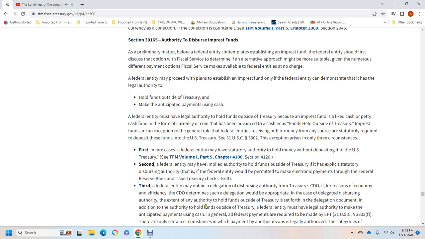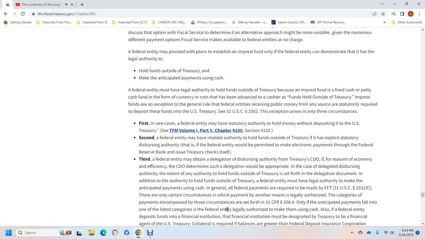In addition to the authority to hold the funds outside of the Treasury, the federal entity must have legal authority to make the anticipated payment in cash, and all federal payments are required to be made by electronic funds transfer. There are only certain circumstances in which payment by other means is legally authorized, and the categories of payment are those circumstances set forth in Title 31 CFR 208.4. Only anticipated payments that fall into one of the listed categories are legally authorized to be made using cash.